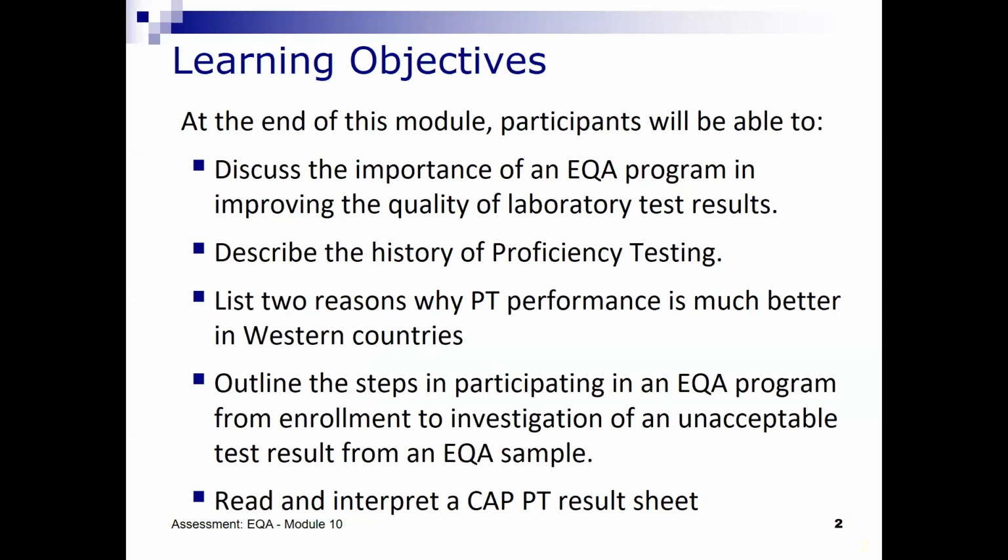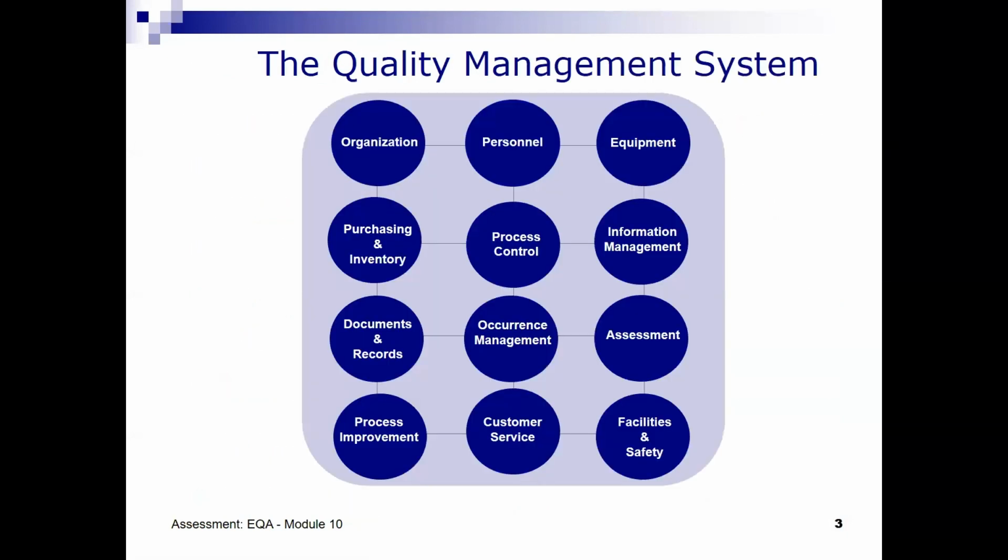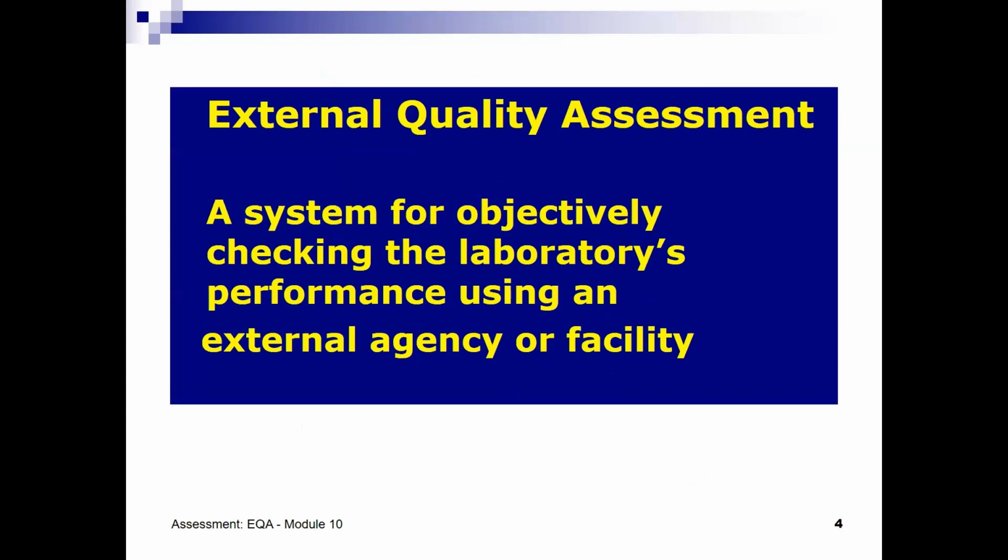And you will be able to read and interpret a CAP, that's College of American Pathologists, proficiency testing results sheet. This is one of the 12 items in our quality management system, and I think it's a really important one. In fact, in SLMTA, to make it to step number 1, there are 2 quality indicators you have to have, and that's QC and PT, proficiency testing.